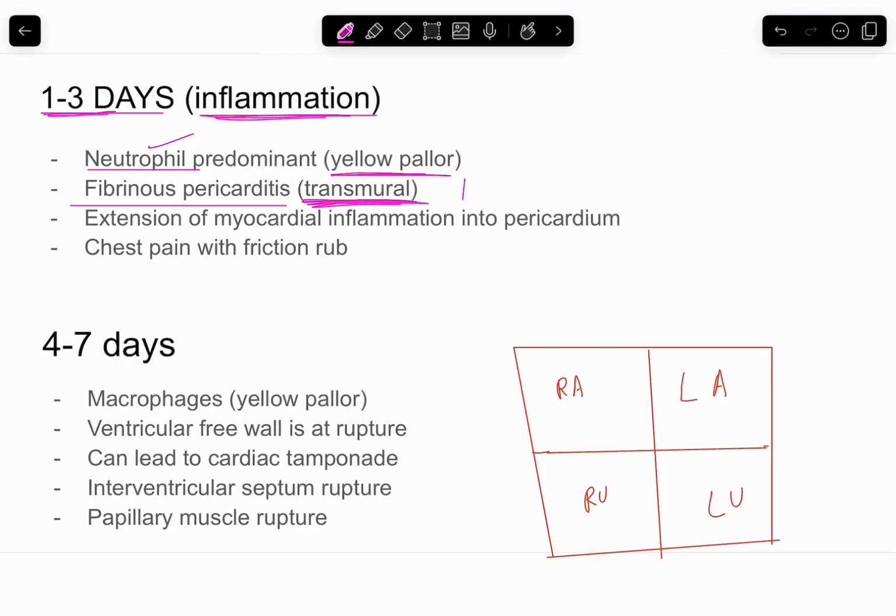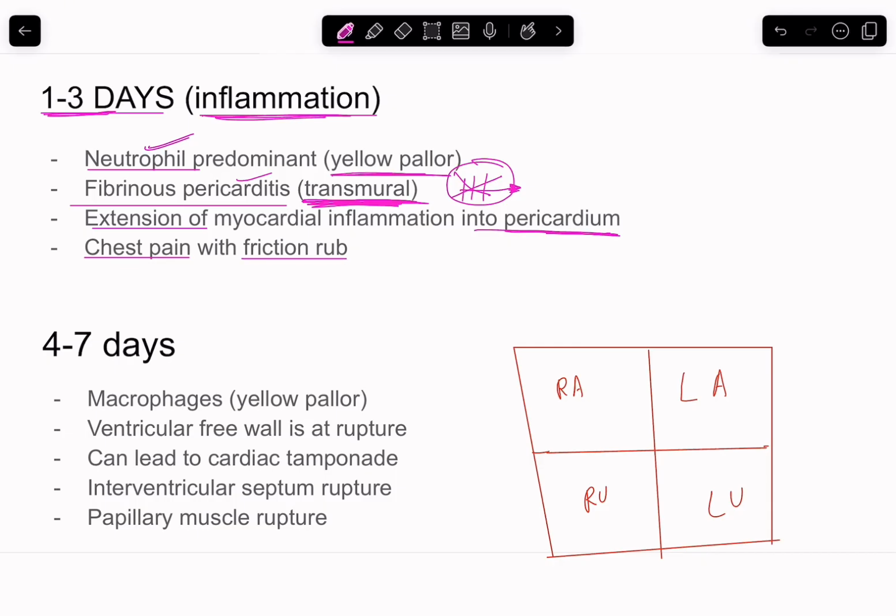Okay, so when all the three layers of your heart wall are dead due to the complete stop of blood supply, at that time you see fibrinous pericarditis, in which the neutrophils will continue on inflammation and clearing out all the dead cells. Along with that, the system will go haywire, and the neutrophils will extend the myocardial inflammation until the pericardium. So the sac that covers the heart, the inflammation due to neutrophils will go from the myocardium to the very end, to the pericardium. Okay, this will present as chest pain with friction rub.